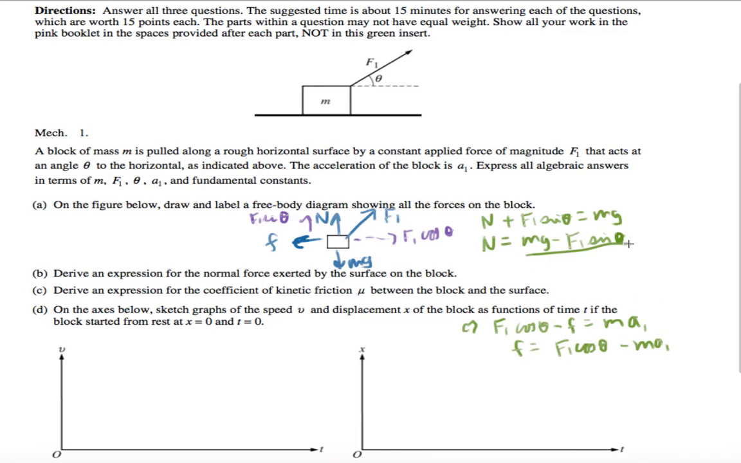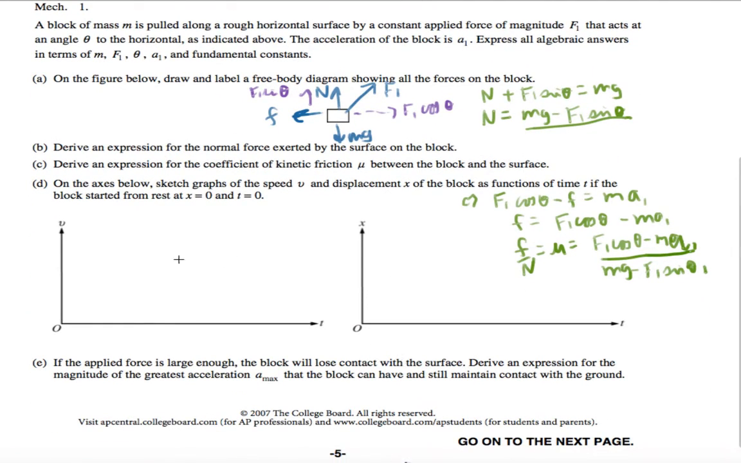And since I know this is the normal force, what I can do is I can divide F by N to get mu, and that's going to give me F1 cosine theta minus MA1 divided by mg minus F1 sine theta. Awesome. Now for part D, we want to sketch the velocity and position as a function of time.